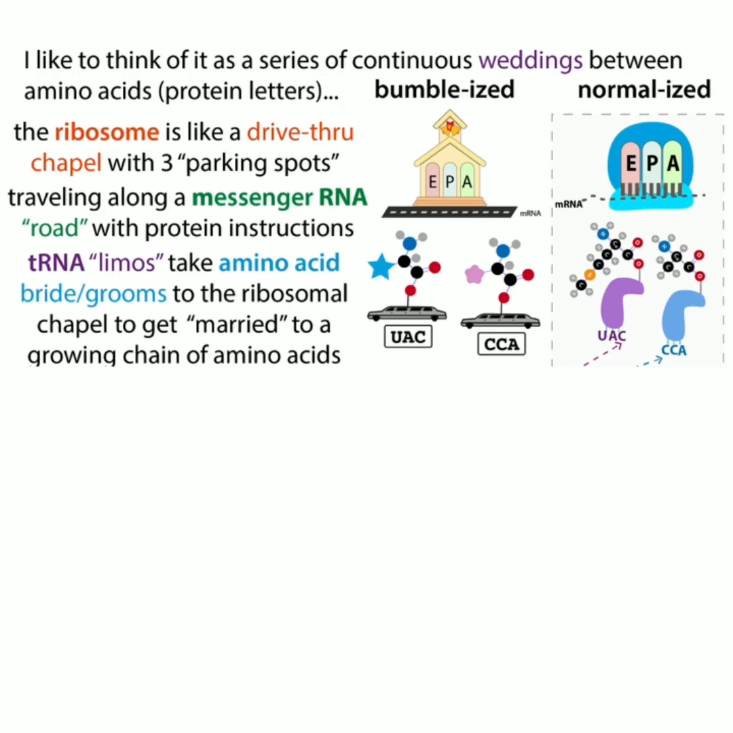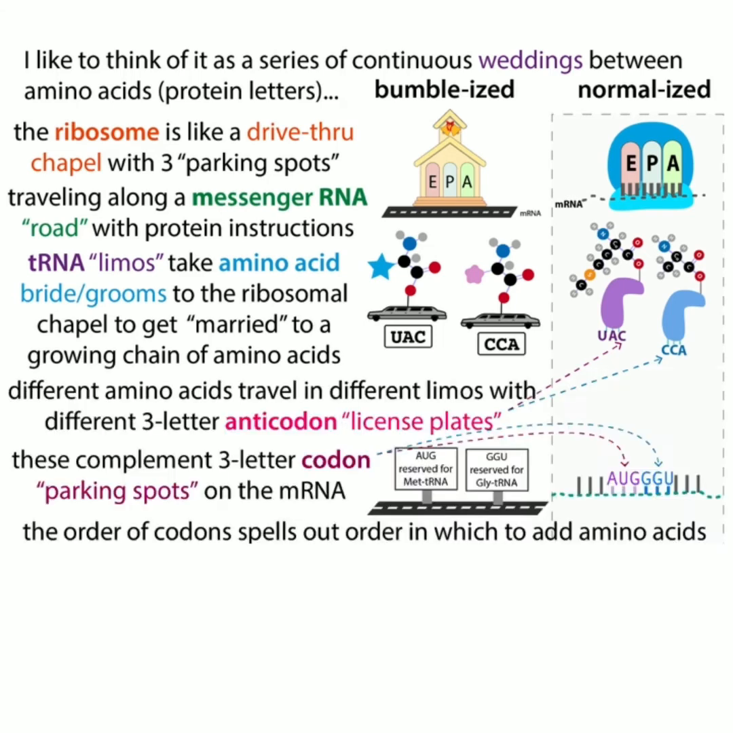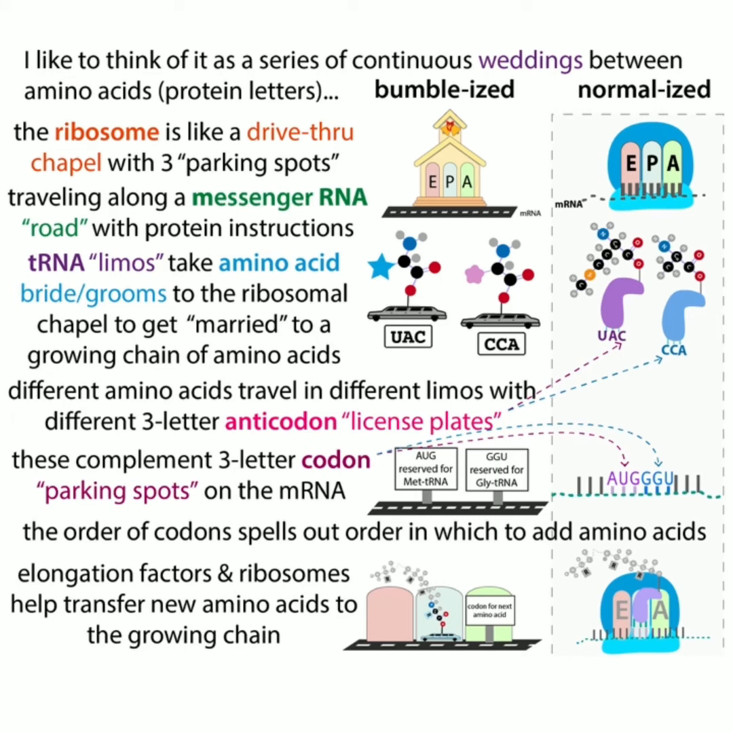And so we're going to think of these as limos that are taking amino acid bridegrooms to the ribosomal chapel to get married. So different amino acids travel in different limos. And those limos, we can think of the anticodons as their sort of license plate. And then the codons are reserved parking spots for that specific license plate. And the order of the codons spells out the order in which to add the amino acids. So it's kind of like the order of the reserved parking spaces is going to determine the order of the limos and the protein that's going to be formed.